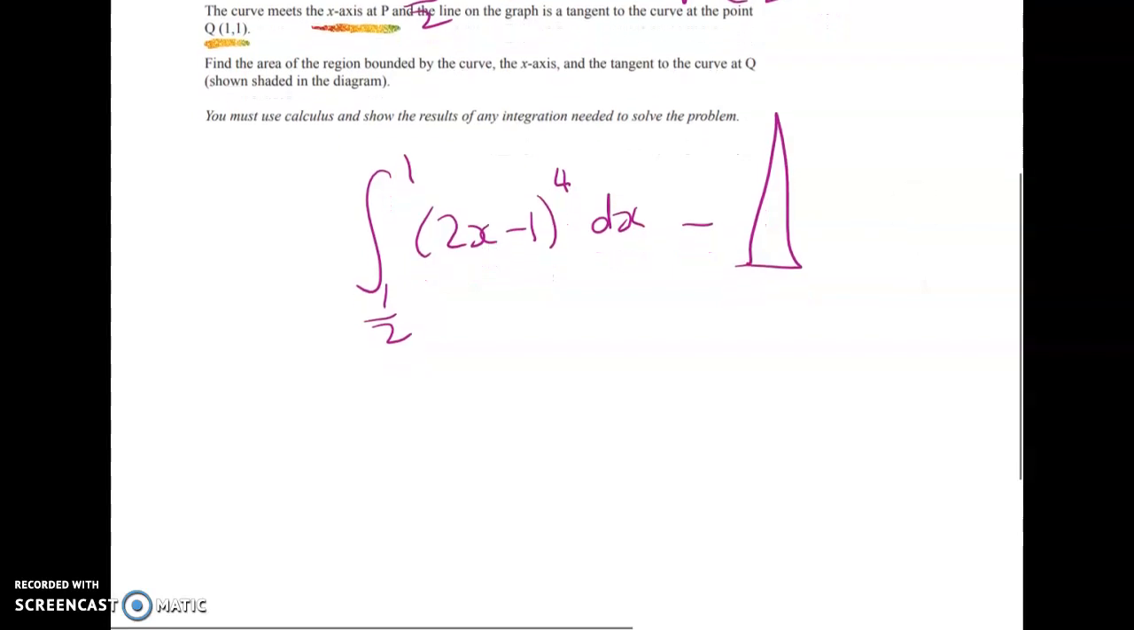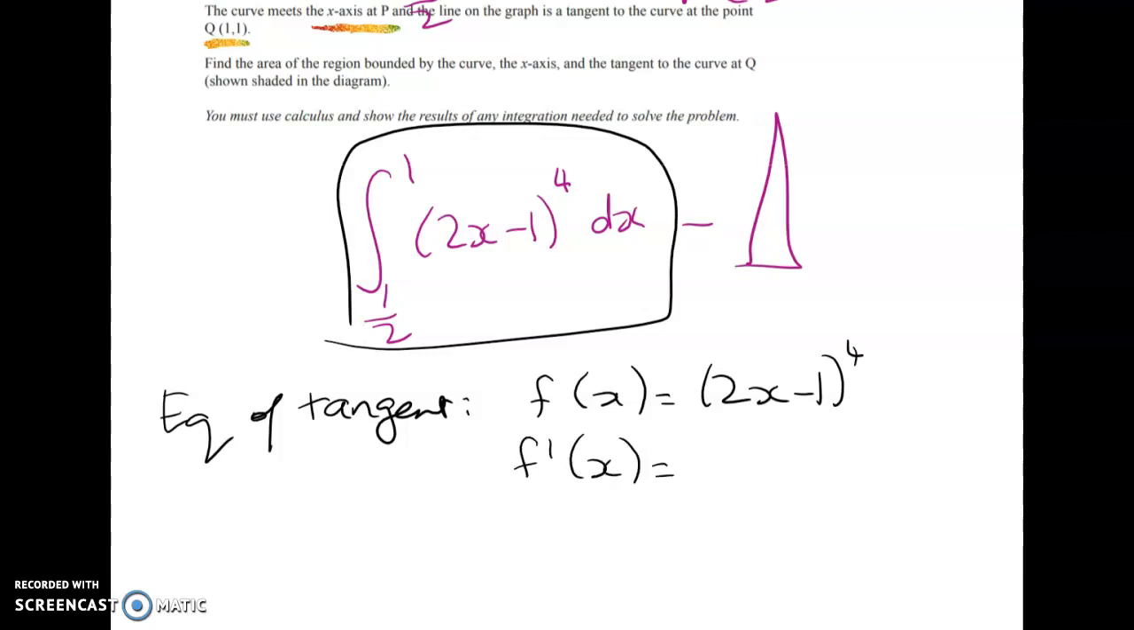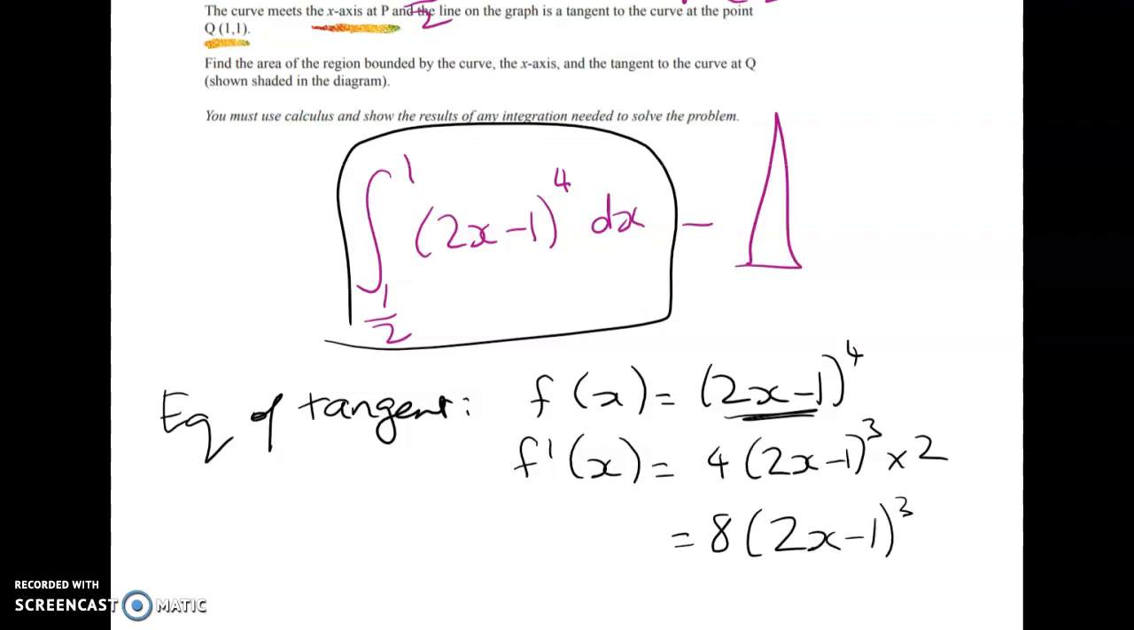So let's go on and figure out the equation of the tangent, because we know that this integral is going to be pretty easy, right? So the equation of the tangent, well, what function have we got? We've got f of x is equal to (2x minus 1) to the power of 4. f dash of x is equal to 4 times (2x minus 1) cubed times 2, because of the chain rule. That gives me 8 times (2x minus 1) cubed.